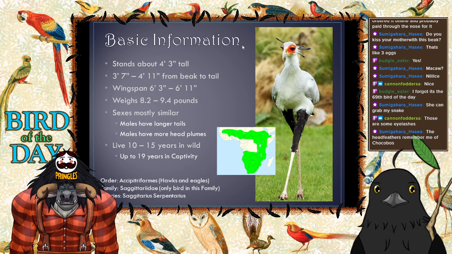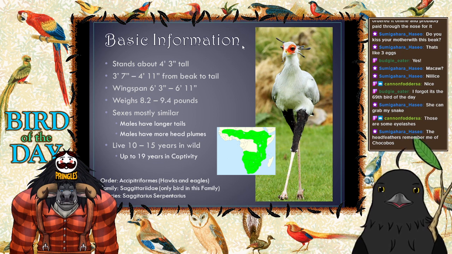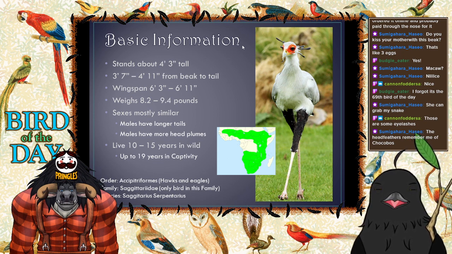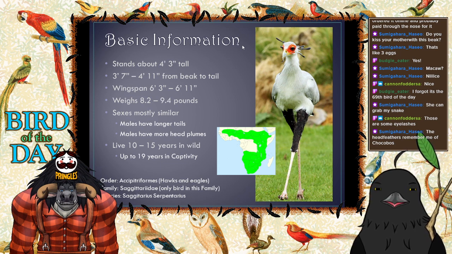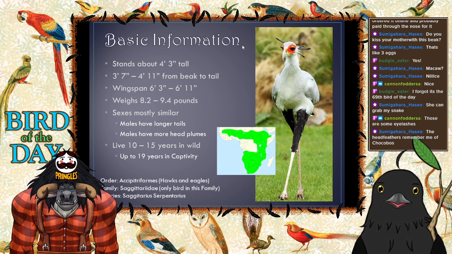They have a 6'3" to 6'11" wingspan, so they can fly. And the order they're in is the Accipitriformes. They're in the same order as hawks and eagles, so they're actually a type of hawk. They're as closely related to eagles as an osprey is, in the same order but a different family.